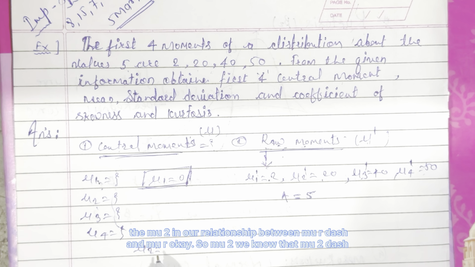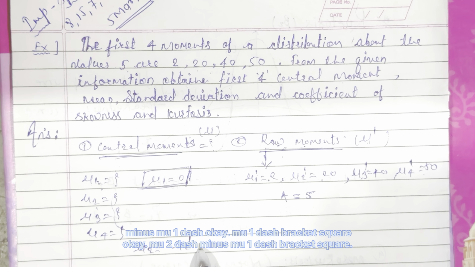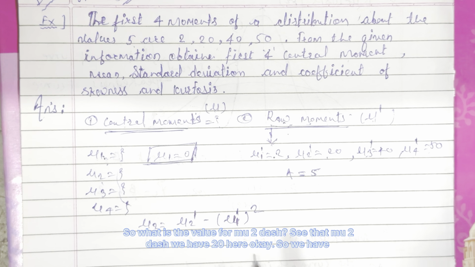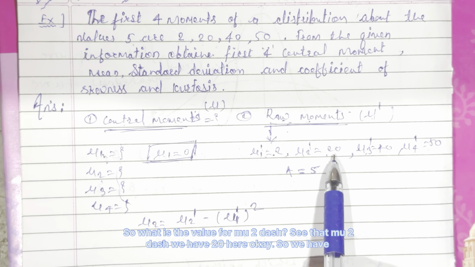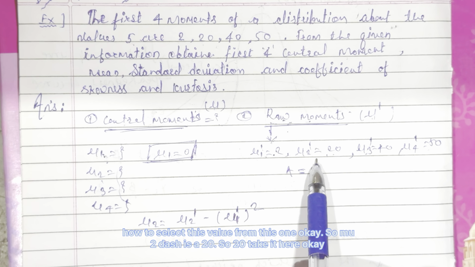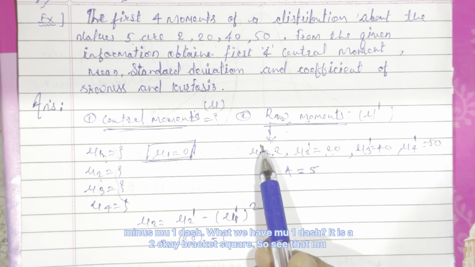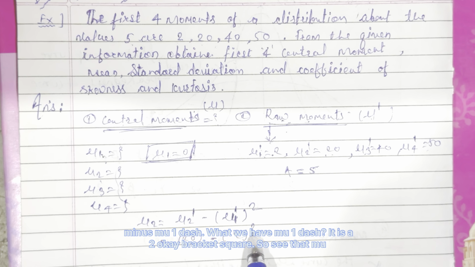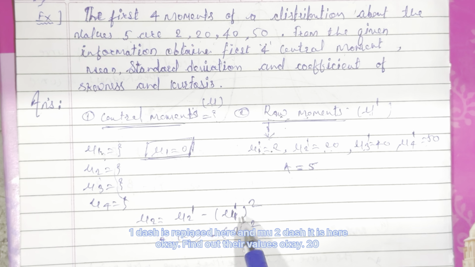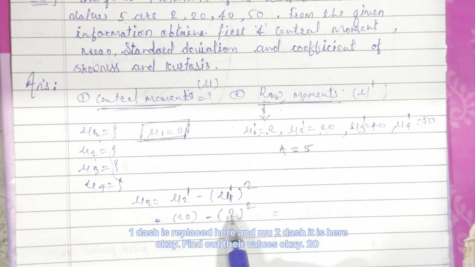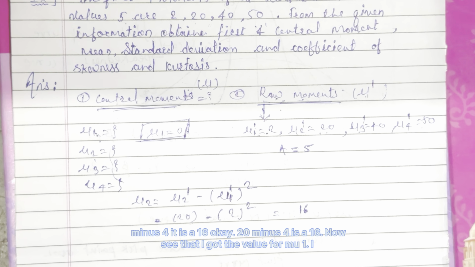So what is μ2 in our relationship between μr' and μr? We know that μ2 = μ2' − (μ1')². What is the value of μ2'? We have 20 here, so we take this value from this one. μ2' is 20, so take 20 here, minus μ1', which is 2, bracket squared. I replace μ1' and μ2' here and find their values. 20 minus 4 is 16.